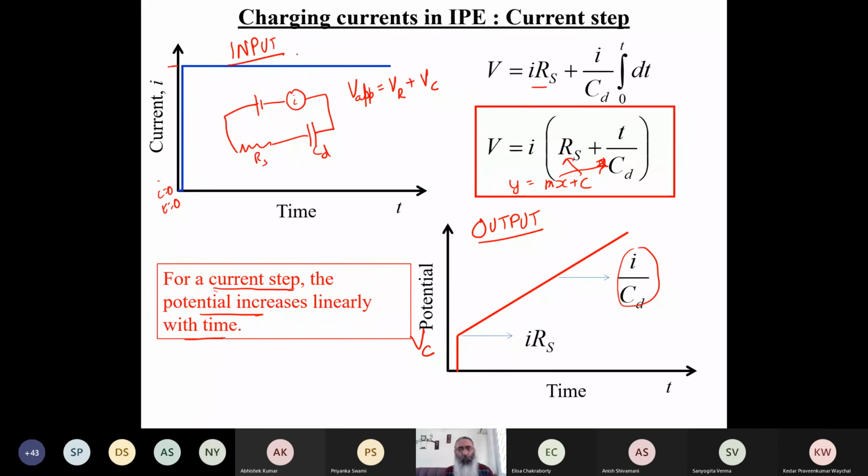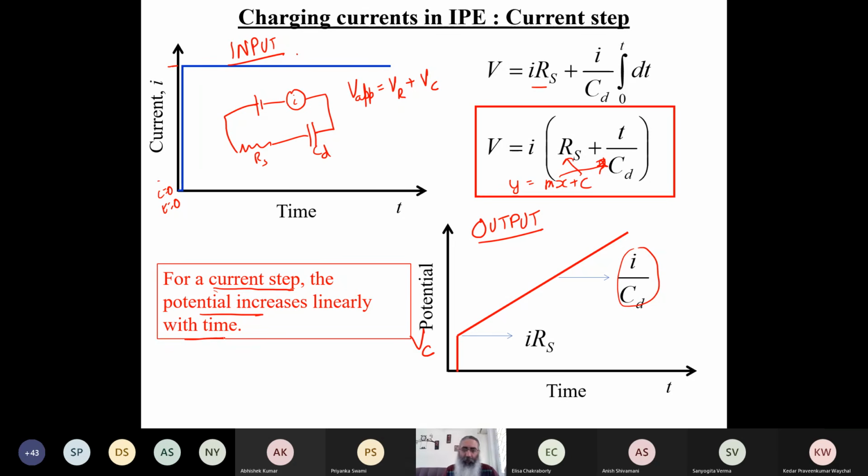The current step has a very interesting limitation. As with the case with the potential step, you can keep on applying the same potential. Okay, it doesn't matter. After a certain time, the current drops to zero.